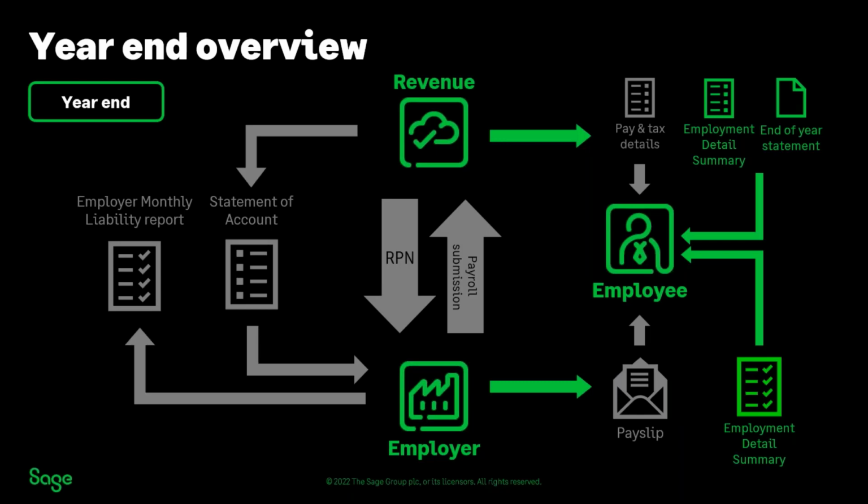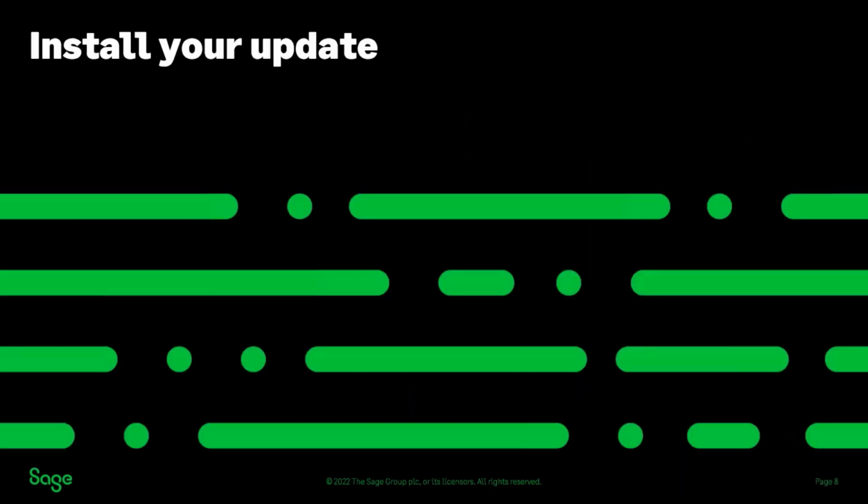So it is a much simplified process, but the aim of the webinar today is to make sure that everything you've done in 22 has been correct and that you get off to a smooth start in 2023. And one of your first tasks, which Calvin will be taking you through, is to install your payroll year-end update. So I'm going to hand back to you, Calvin, to take us through that.